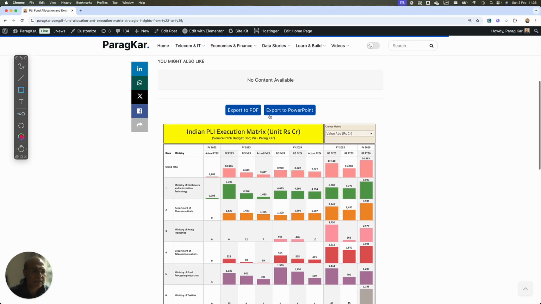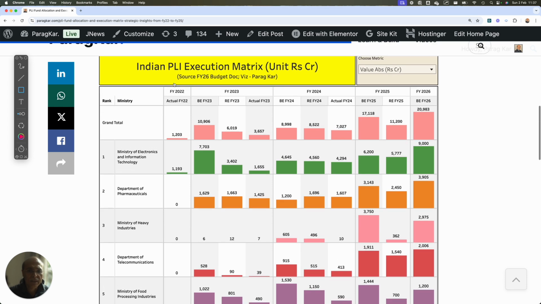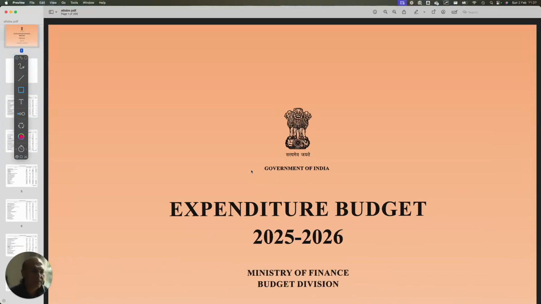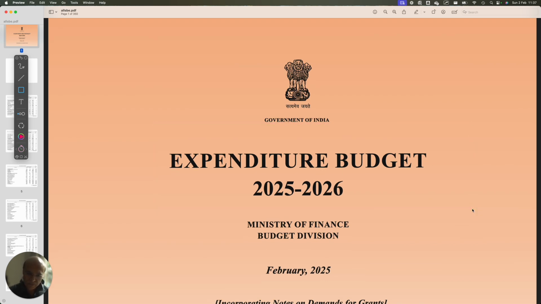So this chart captures the PLI spend of the Government of India across all the ministries, starting from FY22 till FY26, which is the budgetary estimate. It's going to be a very short video because I'm not going to go in depth into the various items as to what they are doing. I'm just going to give you the trend for the various ministries, and you can deep dive into this document to look at the segments where the spends are.